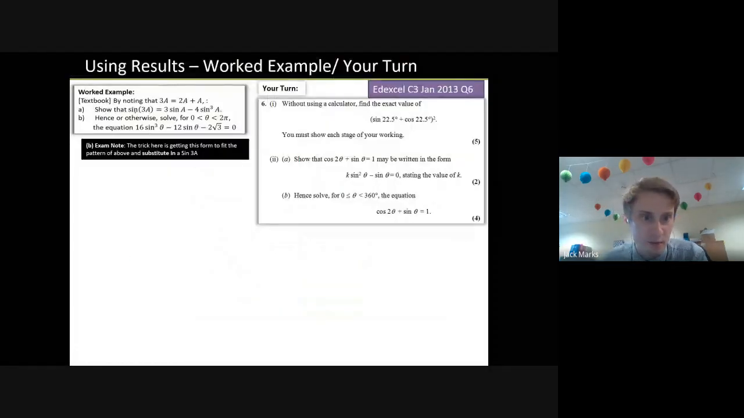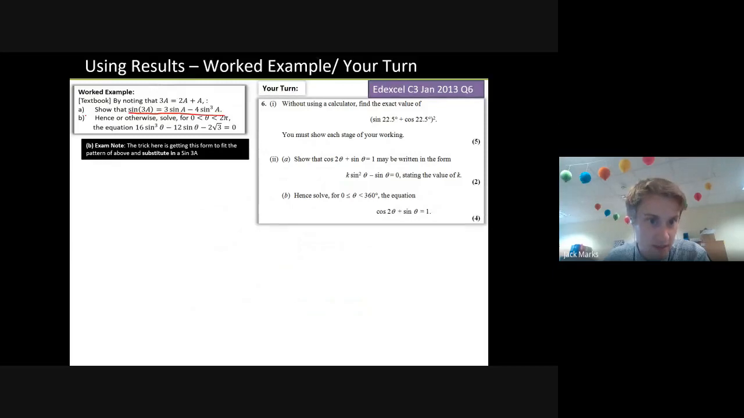Okay, so now that we've proved this result here for part A, let's have a look for part B. So hence or otherwise. Now, whenever you hear this phrase, hence or otherwise, I strongly suggest that you read it as hence, because the otherwise part is usually really difficult. So hence means we're supposed to look at part A, and it's supposed to give us something useful, something helpful. So they want us to solve 16 sine cubed theta minus 12 sine theta minus 2 root 3 equals 0.